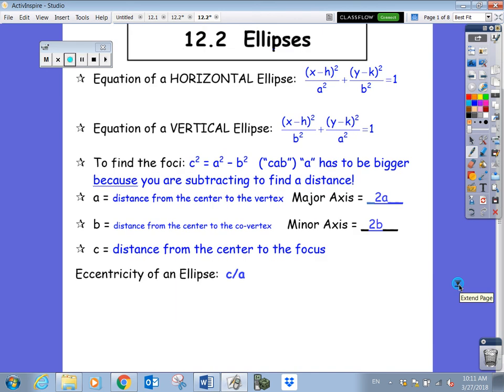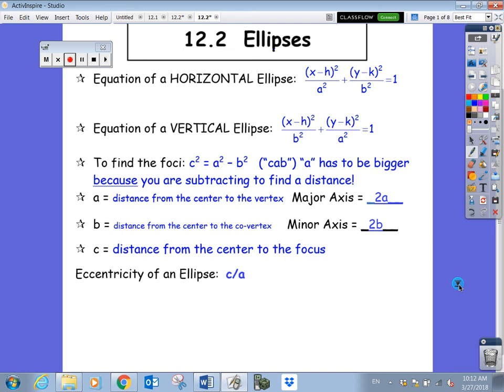A, B, and C. When we ask you for A, B, and C, it is not a point. Okay? A is considered the distance from the center to the vertex. The vertex is an actual point. So you can figure out the vertex by knowing what A is and what the center is. Okay? B is a distance. So A, B, and C cannot be negative. A coordinate point can be positive or negative, but the actual value A, B, and C cannot be negative.